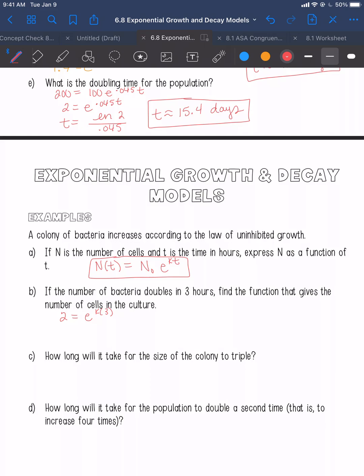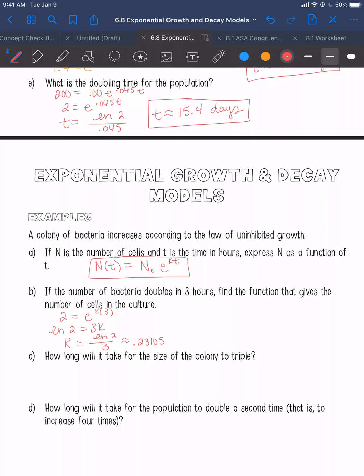So if we solve that, we have the natural log of 2 equals 3 times k. So k equals the natural log of 2 divided by 3, which is approximately 0.23105.